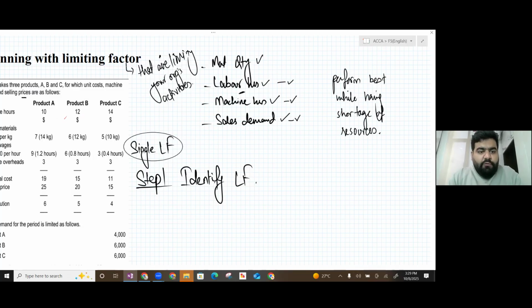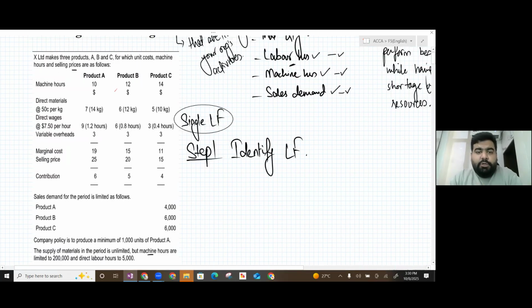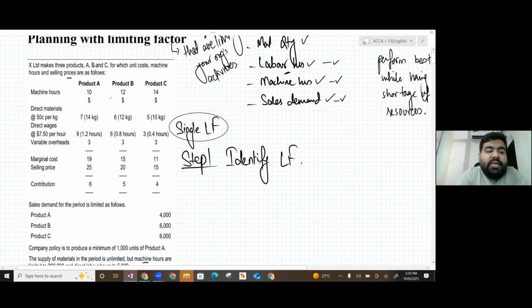So for that, we have the question. I'm directly starting from the question because we'll understand the main topic in this question as well. So we'll do the practice plus we'll understand the topic with this question. The question says that X Limited makes three products A, B, and C, for which unit cost, machine hours, and selling price are as follows.